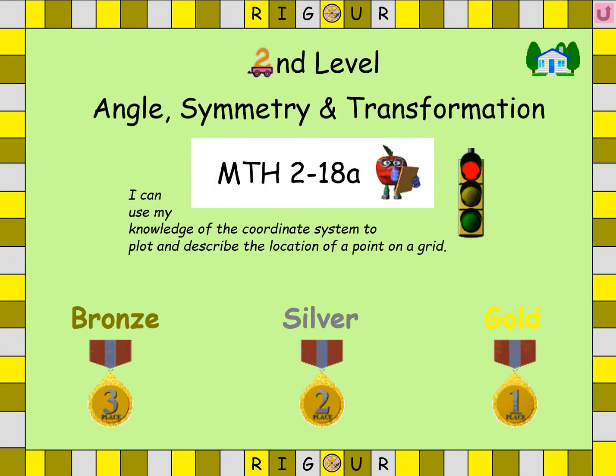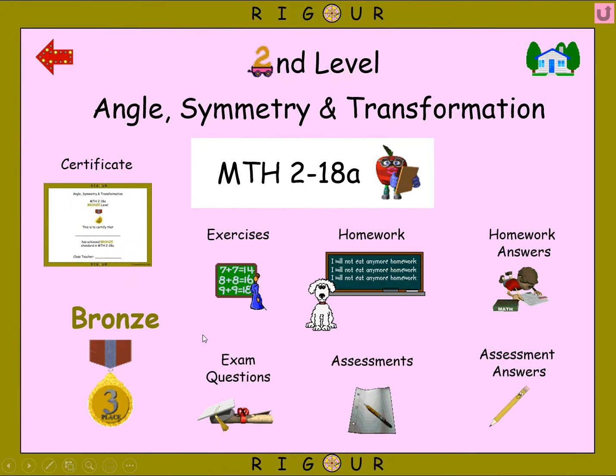So let's look at MTH 218A, using your knowledge of the coordinate system to plot and describe the location of a point on a grid. Let's look at bronze first of all. And of course, in true Rigor Maths fashion, there are whole class lessons, homework slash worksheets, and assessments slash low stakes assessments. There's also a comprehensive exam questions section, which allows pupils to apply the skills that they've learned in this module to new and unfamiliar contexts. And of course, there's a certificate should the teacher wish to provide certification for the students' achievements.